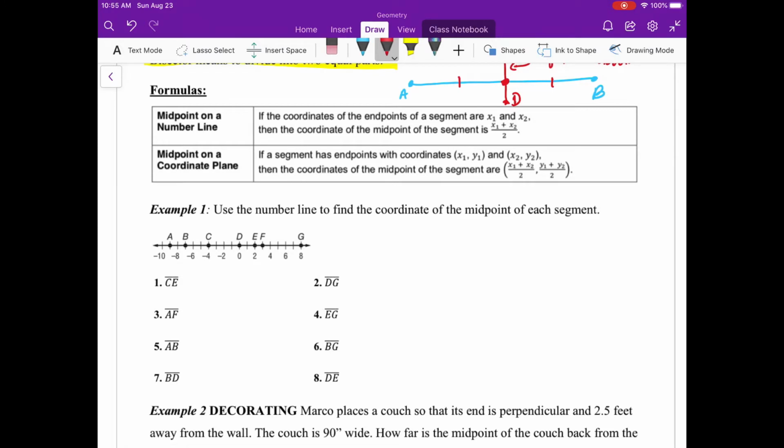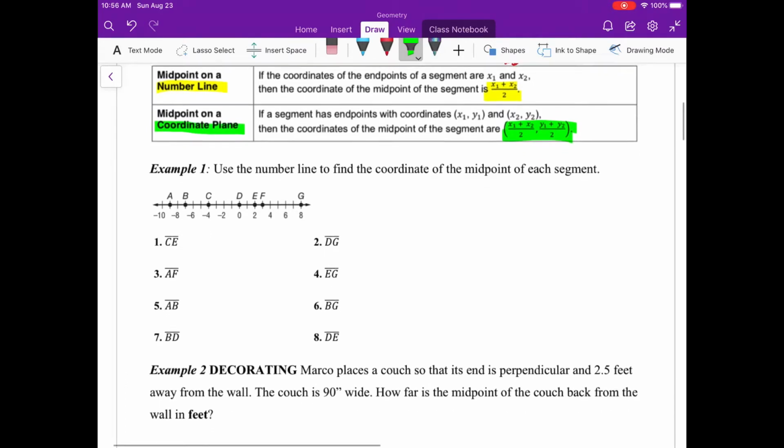We have two formulas here, and the difference is what's given to you. So if you have to find the midpoint on a number line, you're going to use this formula here. If you are finding the midpoint on a coordinate plane, so that's when you have points like (1, 4) and (3, 2), you have an x and you have a y, you're going to use this formula. So as we go through the examples, we'll talk a little bit more about each formula.